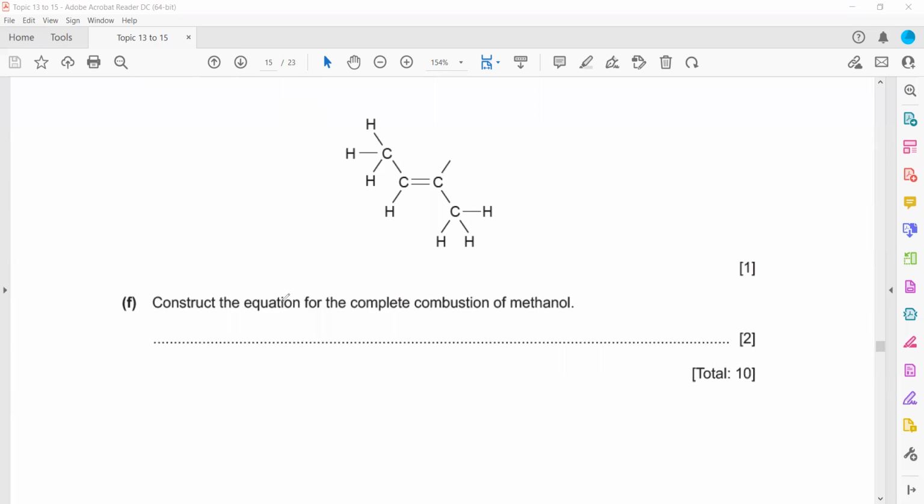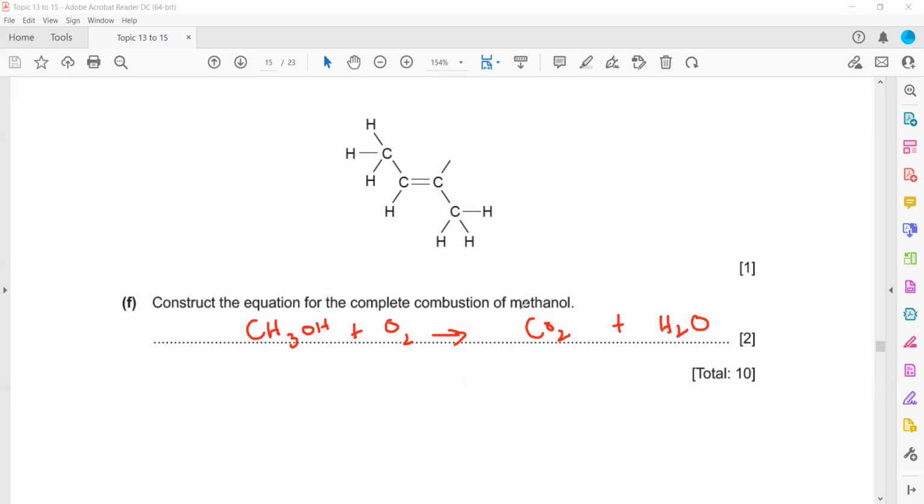So to balance the equation, we want to write for methanol. Methanol is CH3OH. So CH3OH is reacting with oxygen. When we burn a compound that contains carbon and hydrogen, combustion produces carbon dioxide and water. That's one thing. You will score 1 mark when you complete the equation. The second mark is for balancing.